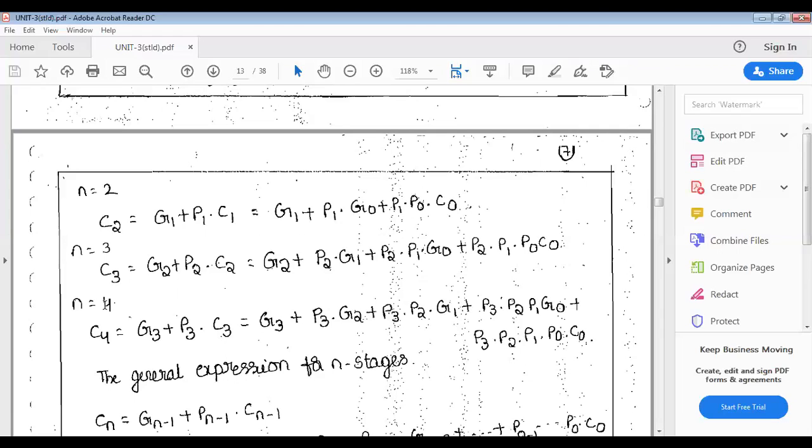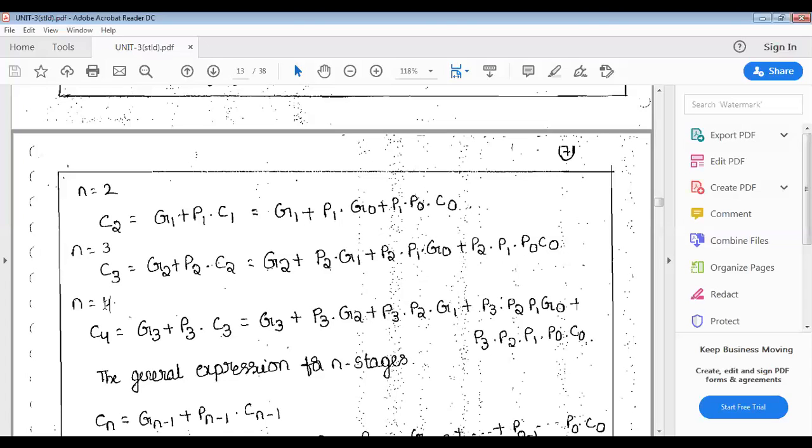Okay. So the final expression of C4 when n is equal to 3: G suffix 3 plus P suffix 3 G2 plus P suffix 3 P2 G1 plus P suffix 3 P2 P1 G0 plus P suffix 3 P2 P1 P0 and C0. Okay, these are the four equations we got. When n is equal to 0, 1, 2, 3, you can substitute, and you'll get C1, C2, C3, and C4.